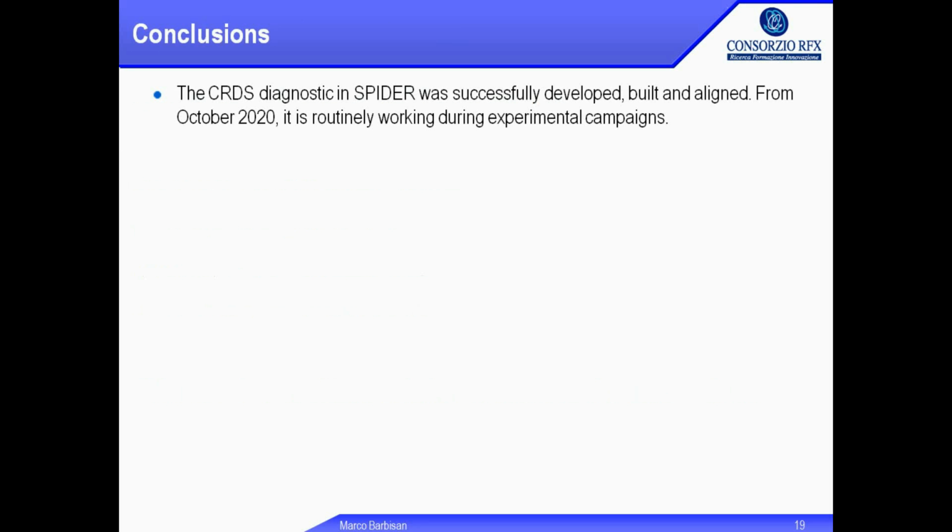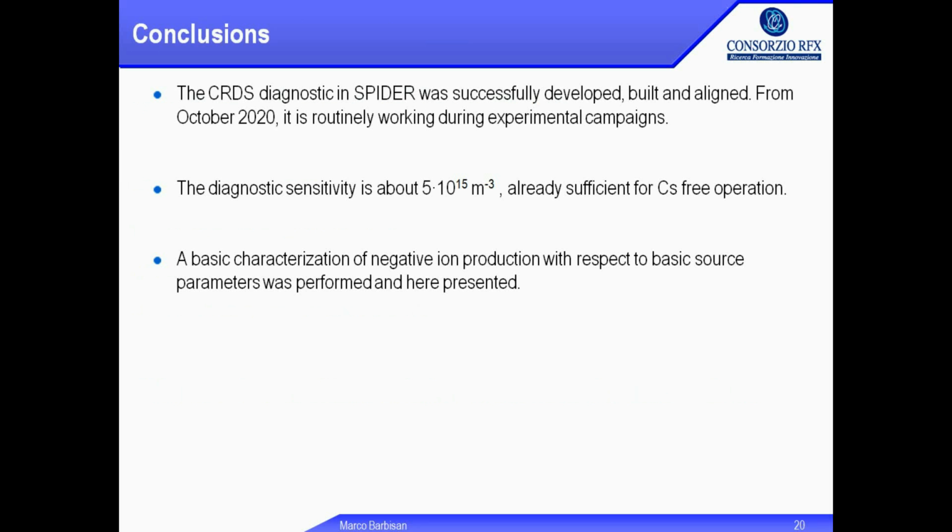So, in conclusion, the CRDS diagnostic in SPIDER was successfully developed, built and aligned, and now, from October 2020, it is routinely active during the experimental campaigns. The sensitivity of the diagnostic is about 5 times 10^15 D- or H- per cubic meter, which is already sufficient to study cesium-free operation and even better for cesiated operation. A basic characterization of negative ion production with respect to the basic source parameters was performed and is presented here.